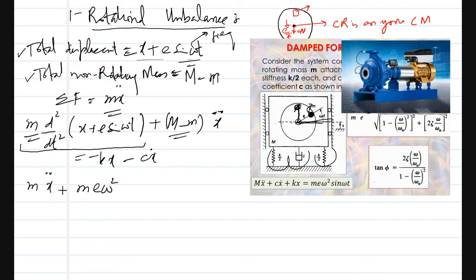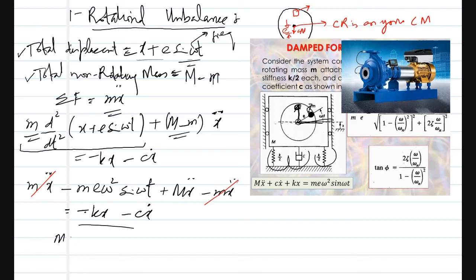There are two steps you can solve it. Sine omega t plus mx double dot minus small mx double dot, multiply x double dot in the bracket, is equal to minus kx minus cx dot. So if I take this, it will be cancelled with this. If I take this term on the right hand side and these terms on the left hand side, so mx double dot plus cx dot plus kx equals me omega square sine of omega t.